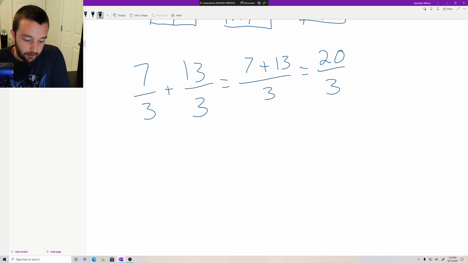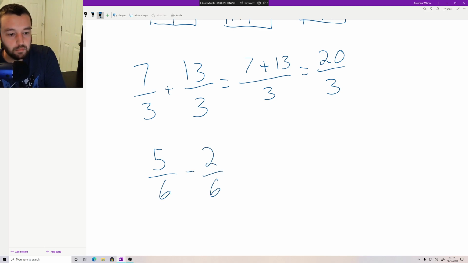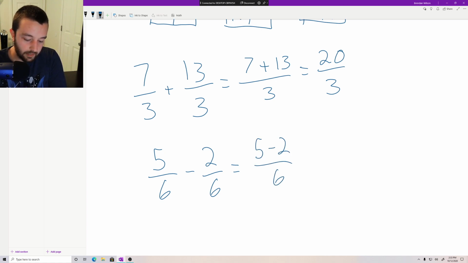Let's look at a subtraction problem. Let's say we have 5/6, and we want to minus 2/6. Okay. So it's the same way. We just want to subtract the top numbers, keep the bottom numbers the same. So 5 minus 2 on top, leave the 6 on the bottom. So we get 3/6. Okay.